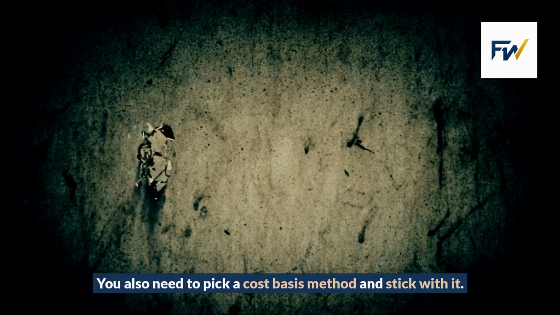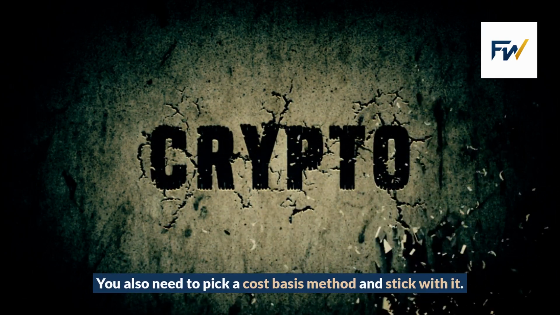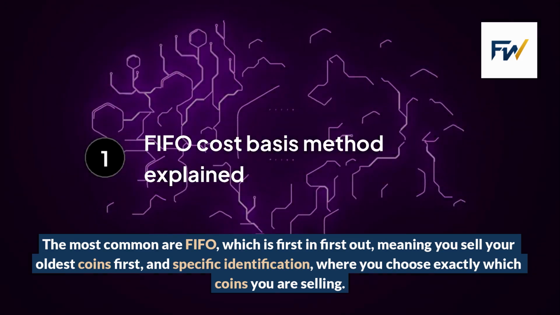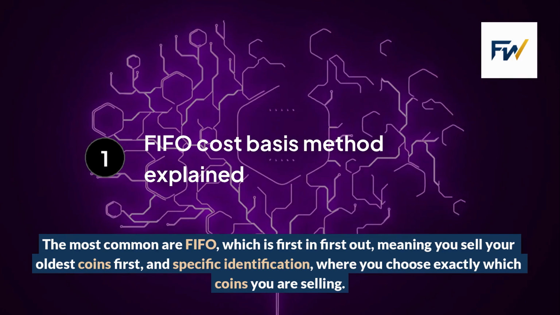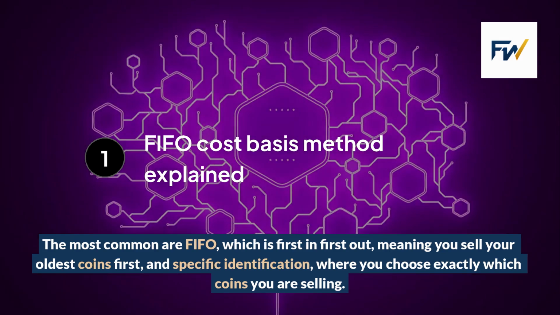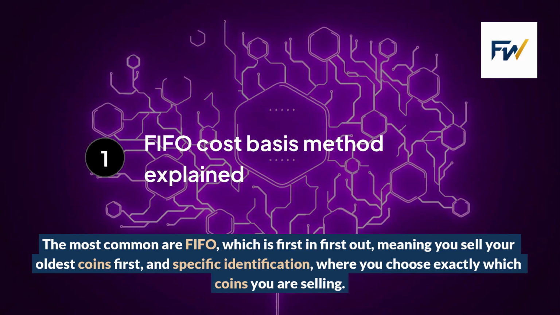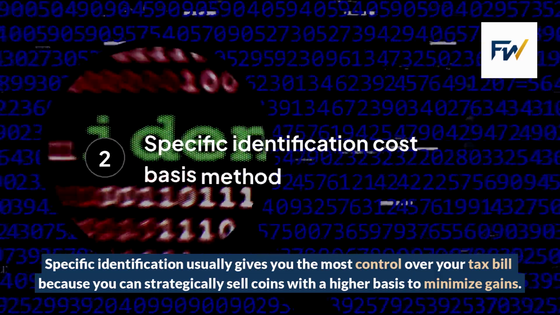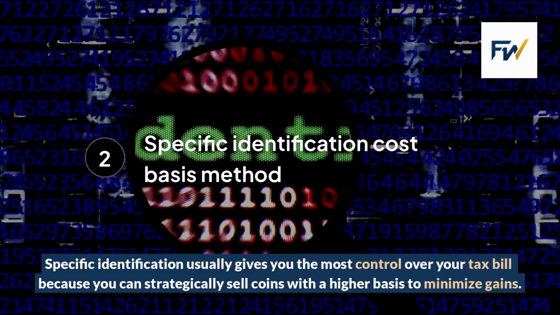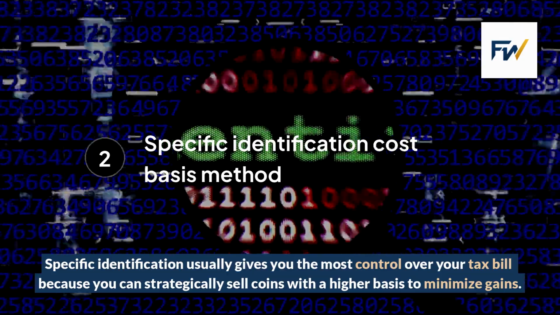You also need to pick a cost basis method and stick with it. The most common are FIFO, which is first in, first out, meaning you sell your oldest coins first, and specific identification, where you choose exactly which coins you are selling. Specific identification usually gives you the most control over your tax bill because you can strategically sell coins with a higher basis to minimize gains.